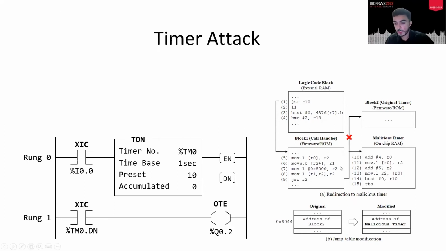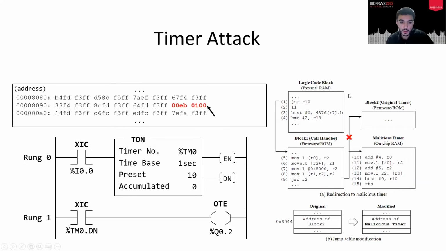So we use that to change the jump address from register 10, and instead of pointing to the actual timer code, we change it to the malicious timer code that we designed. What that timer code does is it skips the instruction instead of testing every single second. It jumps the instruction and always returns false. So the timer is supposed to return true after 10 seconds, but it never does. It's always false.